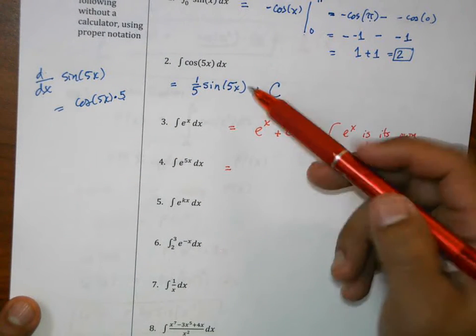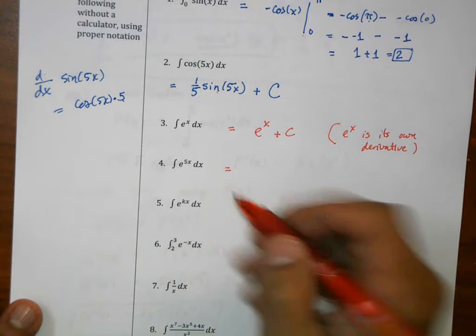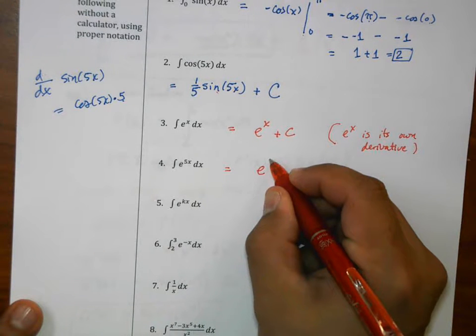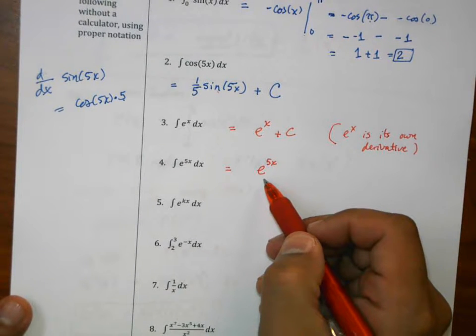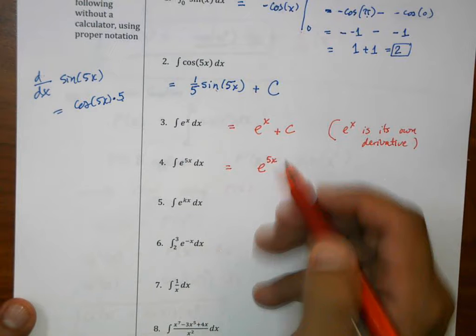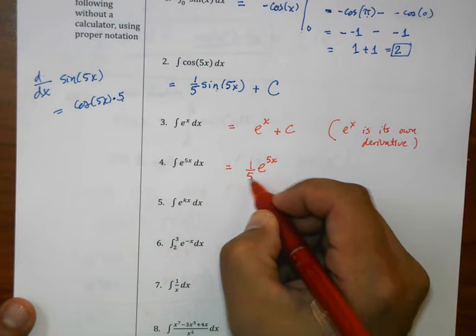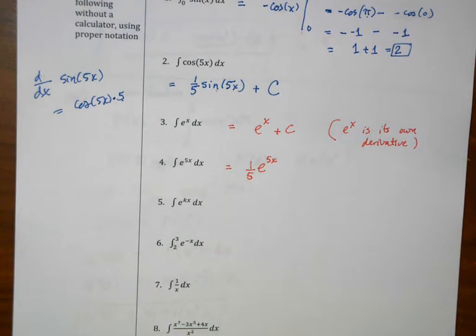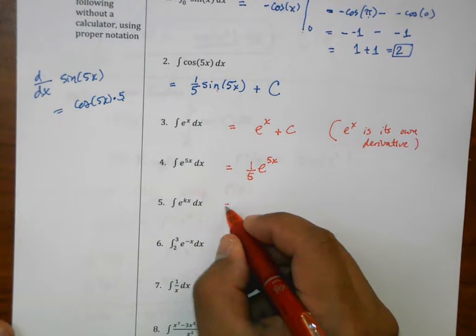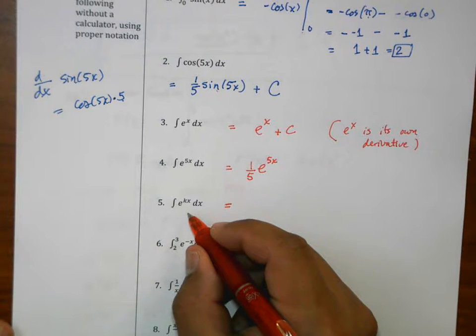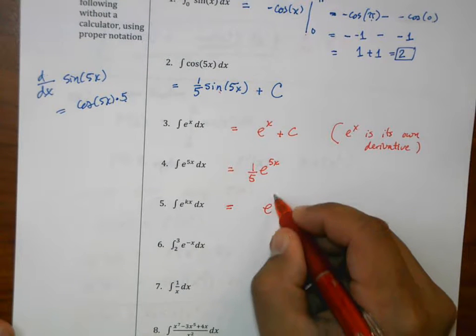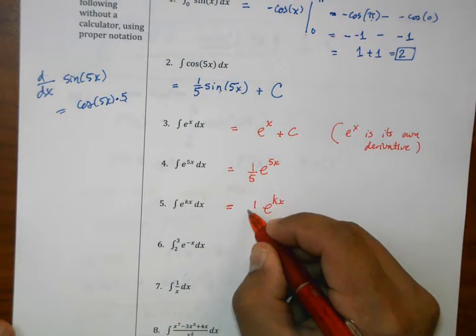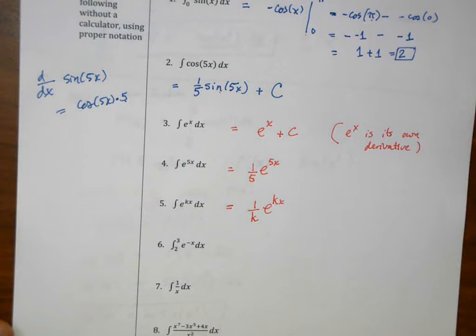Next example kind of combines that idea from number 2 and number 3. So this is going to be the same thing, e to the 5x. However, remember that when you take the derivative of e to the 5x, you get an extra 5 in the front. So in order to get rid of that, you got to multiply by 1/5. So generally speaking, when you take the antiderivative of e to the kx, where k is a constant, this is going to be e to the kx times 1 over k.